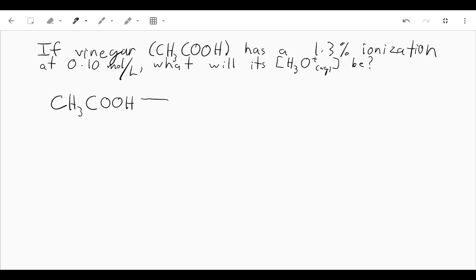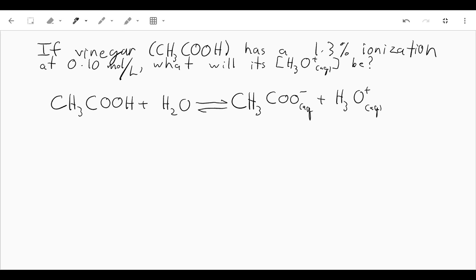CH3COOH with water in equilibrium to create CH3COO minus and H3O plus. We know that this reaction is happening 1.3%. So the forward reaction is only happening about 1.3%. We want to find out what the hydronium ion concentration would be.